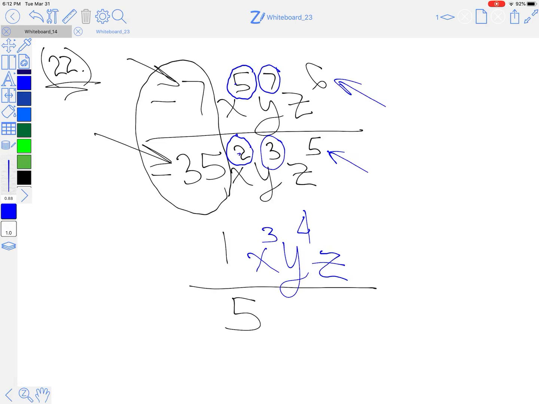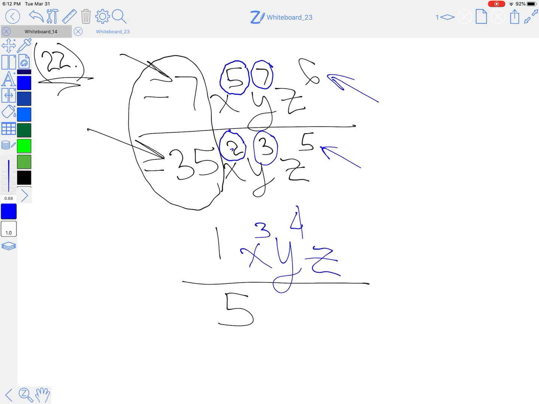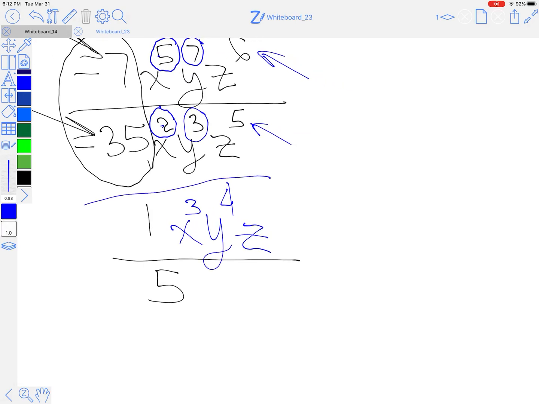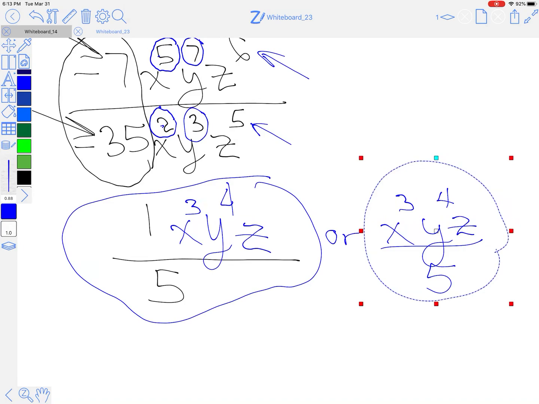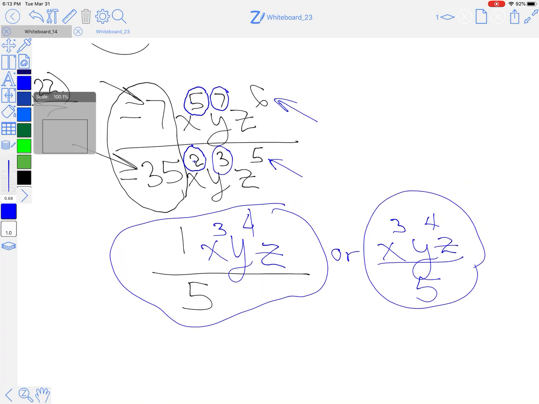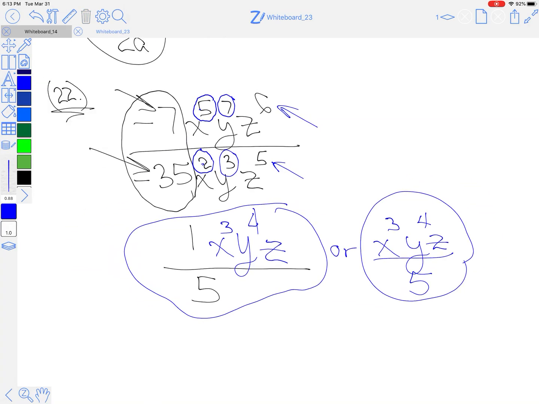I could leave my answer just like this. This would be acceptable. Or I could get rid of this 1 on the top. I don't really need it there, but it's not wrong to have it there. But I could also write it like this. So if you follow along with that, 22 should be pretty simple for you to do.